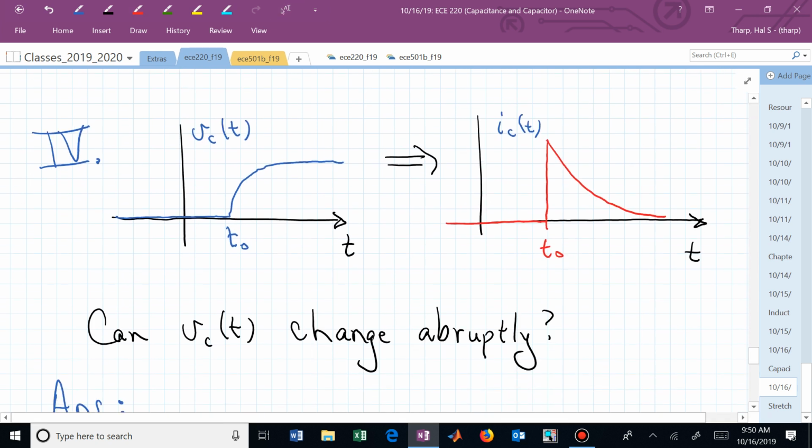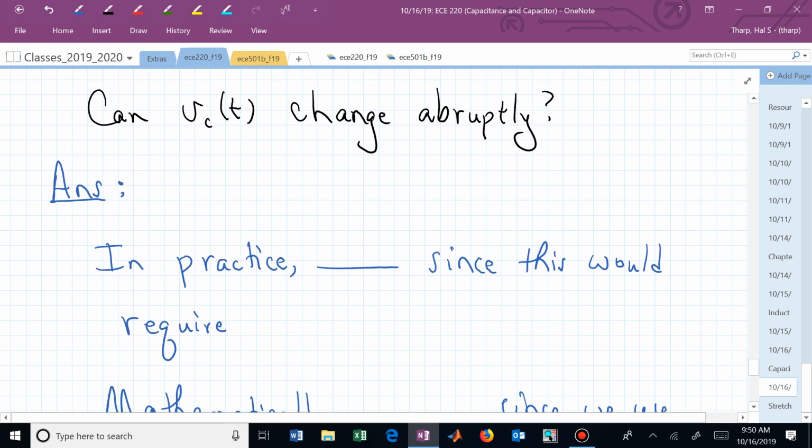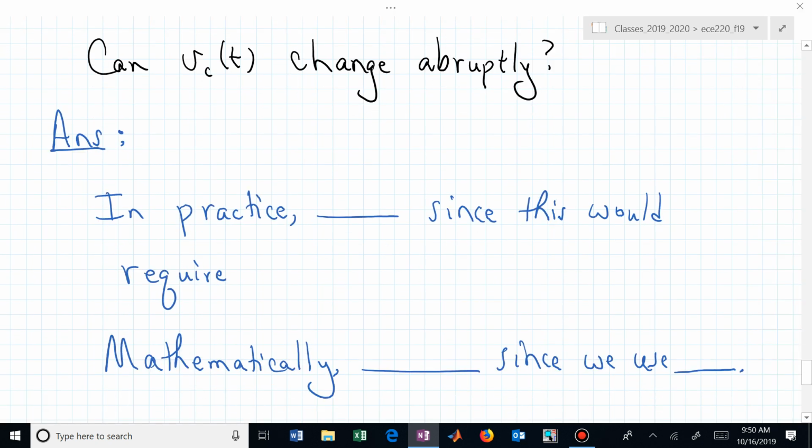And we'll finish with this question, and it has a two-part answer. Can V of t change abruptly in practice? No, since this would require what? Infinite current. But we allow for that mathematically, so we could say mathematically yes, since we can create this waveform, this impulse, delta of t.